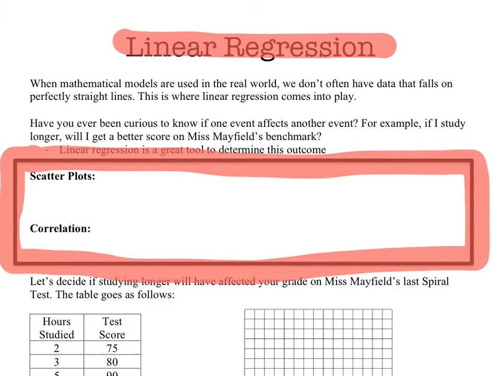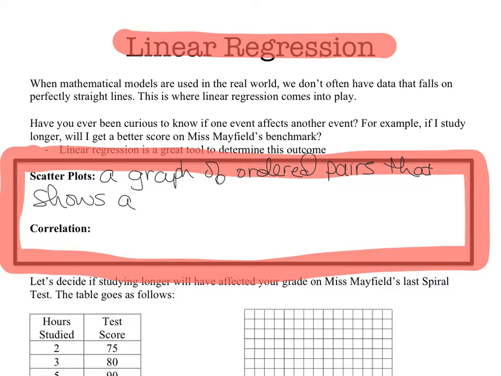First word is a scatter plot. You should have hopefully seen the word scatter plot before, but a scatter plot is a graph of ordered pairs that shows a relationship. Some form of relationship, whether it makes a line, whether they make a curve, whether they make a circle, it shows some kind of relationship. Now notice a scatter plot is a graph of ordered pairs. Your dots in a scatter plot are not connected. And I'll show you when we get down here in a second.